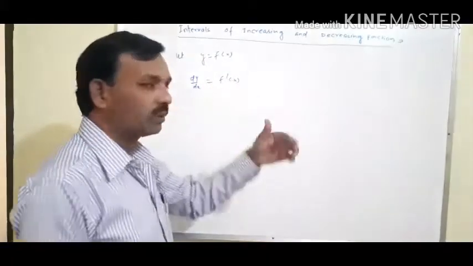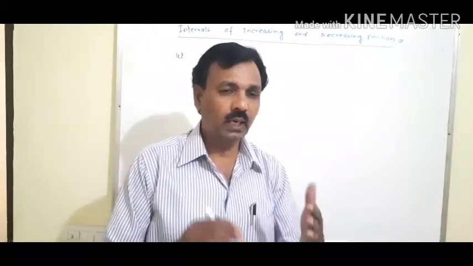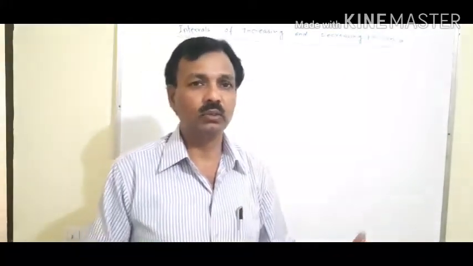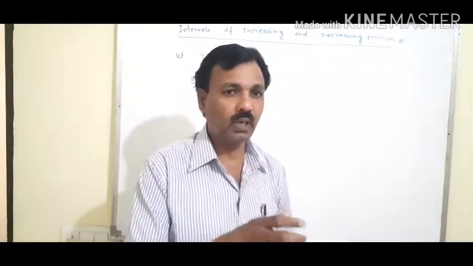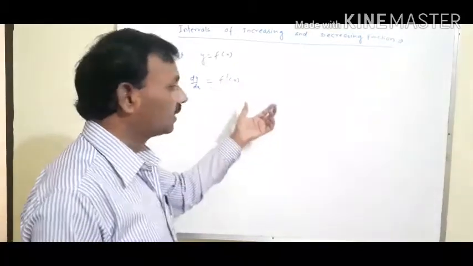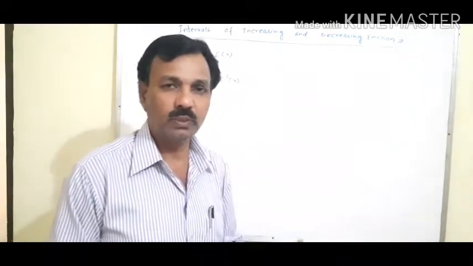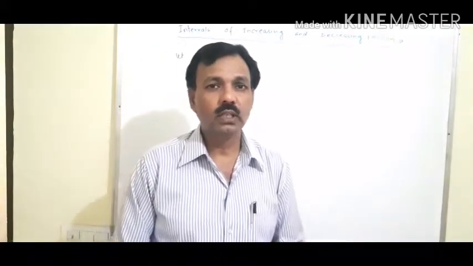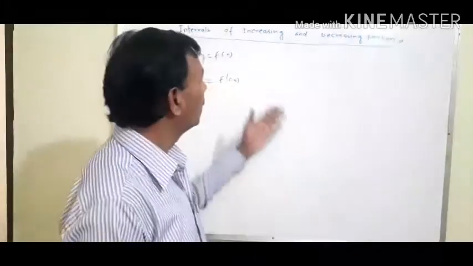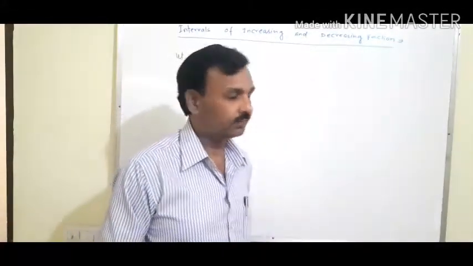First method is, calculate f dash x equal to 0 and find the value of x. That value of x divides the whole number line into two or more parts, and in which part the value of f dash x is positive, that means greater than 0, in that interval this function will be increasing, and in which part f dash x is less than 0, in that interval our given function will be decreasing function.